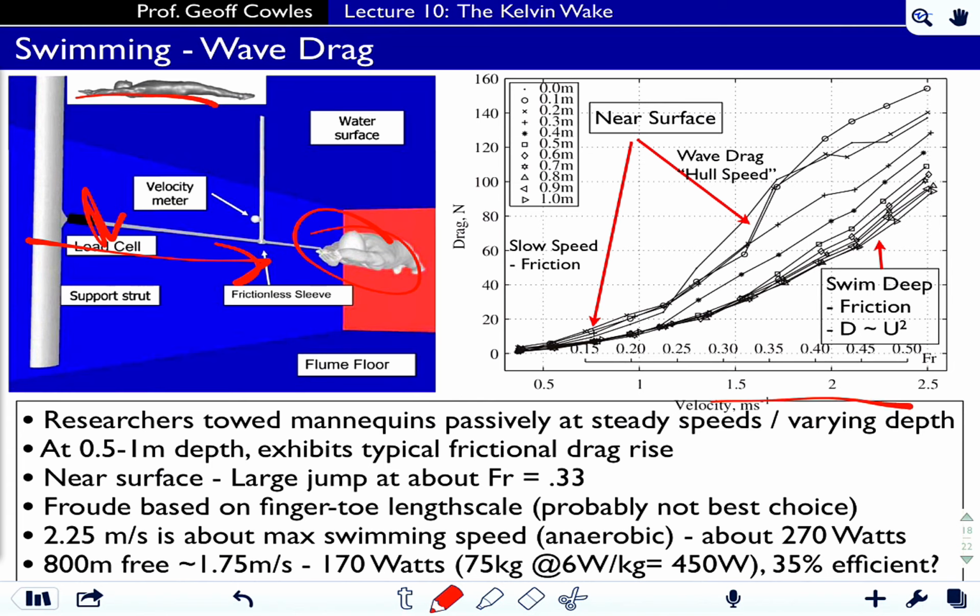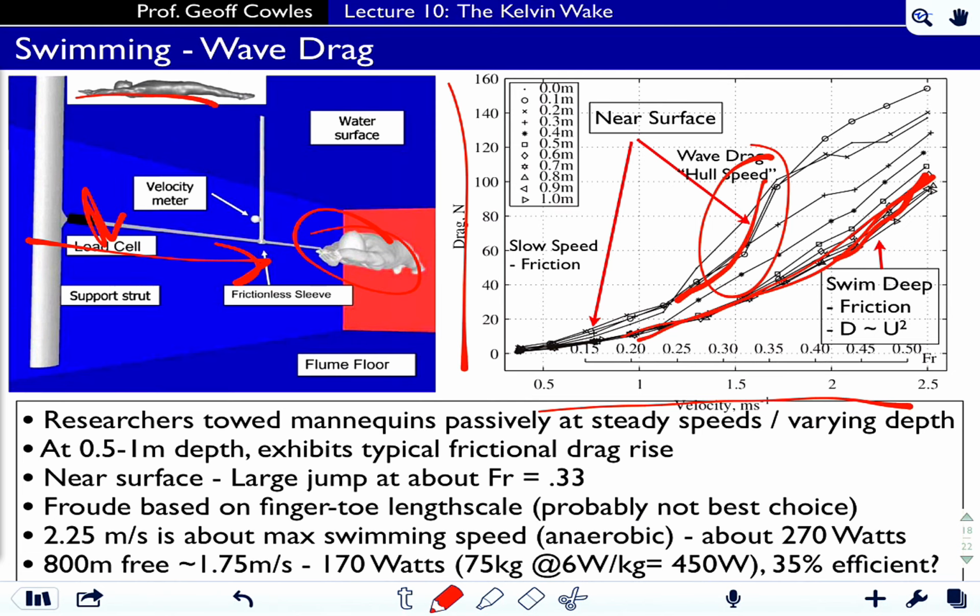And here they have the speed. And these are typical swimming speeds. And you have the drag curve here at different depths. And so down here, these are all the deep water dummies, and you have a typical quadratic drag curve. Once they get near the surface, you have surface wave effects, and you see the drag rise that happens right here, as if you have a human hull speed.